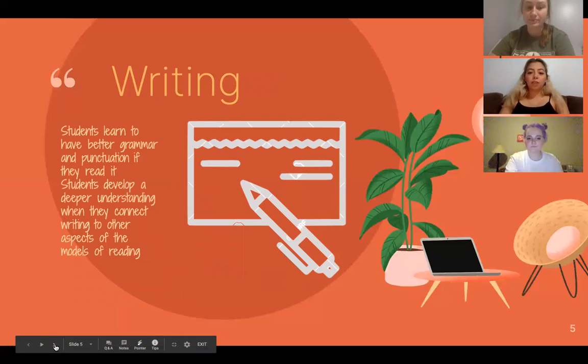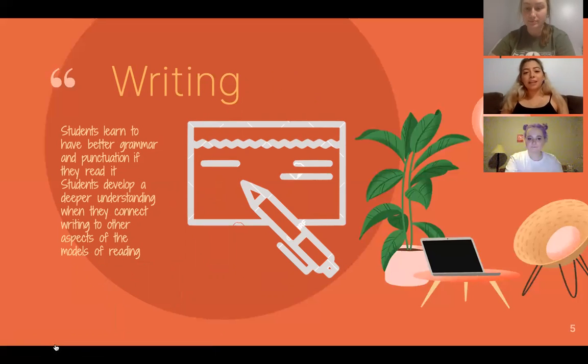So next we have writing, and we couldn't find an exact picture of a checkbook, but let's just pretend this is a checkbook, or you actually writing a check. You have to be able to write things on your checkbook and stuff. So through writing, students learn to have better grammar and punctuation if they read it. So that's how it relates to the models of reading.